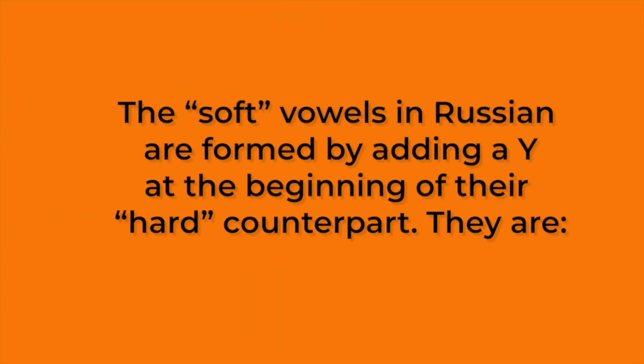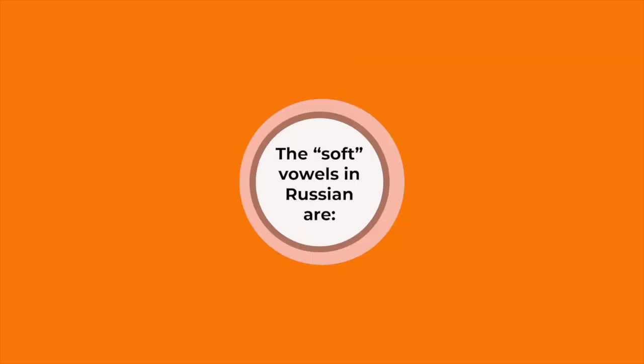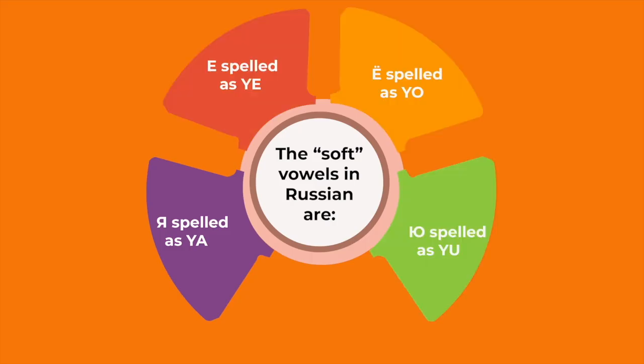The soft vowels in Russian are formed by adding a Y at the beginning of their hard counterpart. For example, in the Russian language we have vowels like Я, Е, Ё and Ю. And how do we pronounce them? For example, in the case of Я, with the help of English we have used Y and A, and when we pronounce them together, the sound resembles Ya.